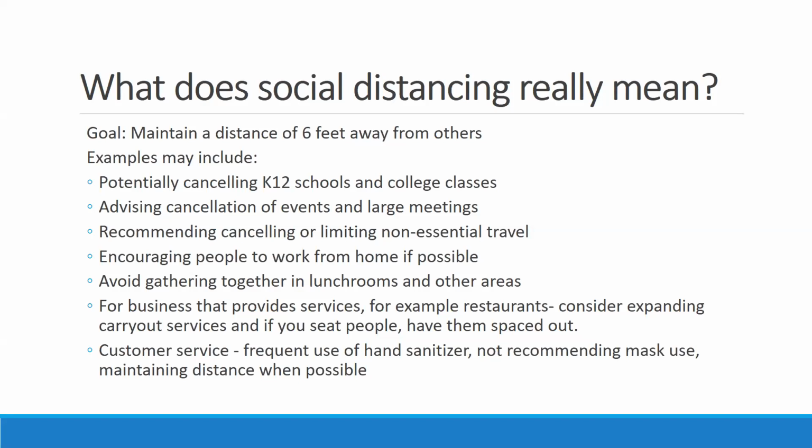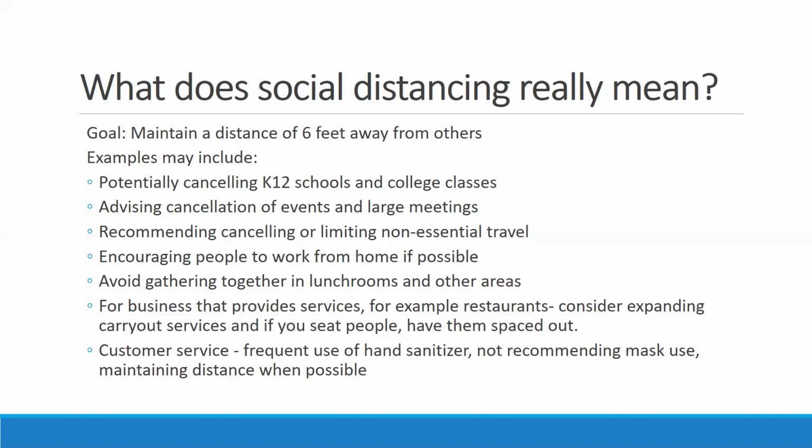The bottom line is we want to have people avoid commingling or gathering together in close proximity to each other. So we don't want people hanging out in lunchrooms or hanging out in groups at the mall, that type of thing. We want everyone to try and maintain that 6 foot distance from each other.